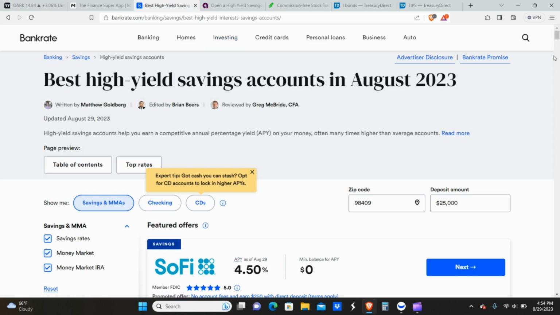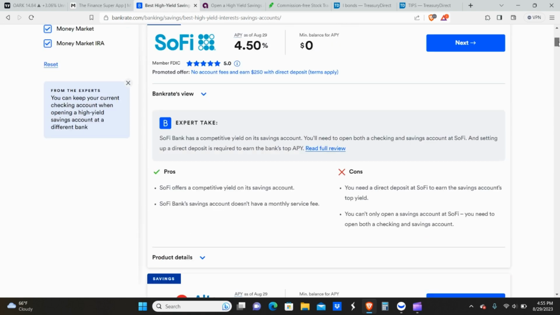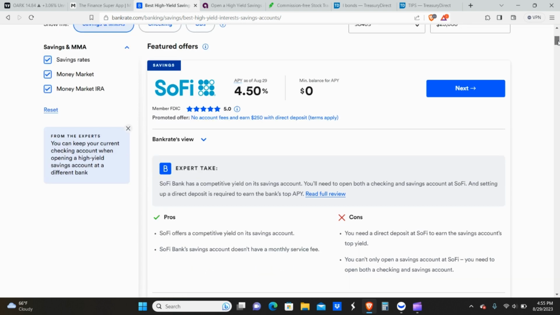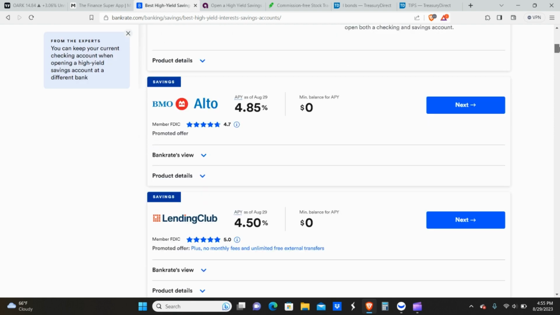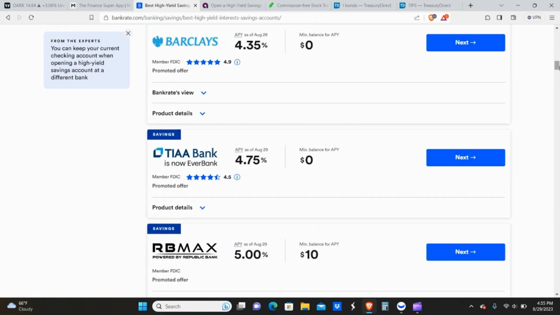I have a link here to bankrate.com with all these different high yield savings accounts that you can use. These are like traditional banks that have online platforms, I guess. So SoFi is 4.5%. You got some others here. Just keep scrolling down. US Bank, Barclays.